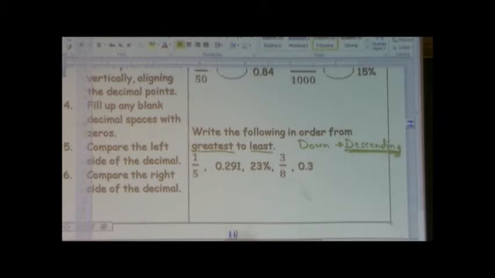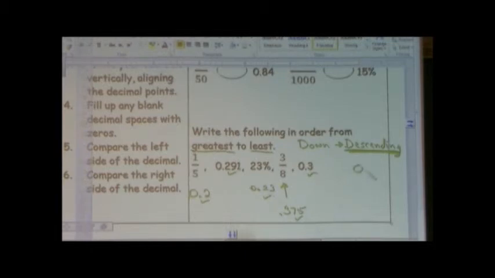So all we got to do is change them all to decimals and then compare them. 1/5, if you listen to the fraction song already, you should know that that's 0.2. And then this one's already a decimal. 23%, that's 23 out of 100, or 23 hundredths. There's my 23 hundredths. 3/8, again, fraction song. Fraction song tells us to multiply the 3 times 0.125, so that gives me 0.375. And then that was already a decimal, so we have 1, 2, 3, 4, 5 decimals.